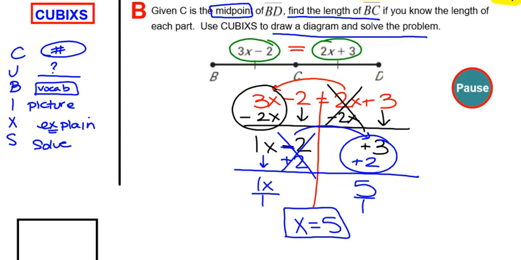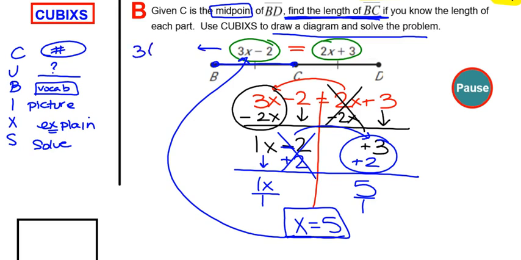The thing about CUBES is it asks us to go back and figure out if we have done the problem right. So go up here, and it actually says find the length of BC. X equals 5 is not that answer. So I need to take my 5 and plug it into the right part of the problem. And BC is on the left. So I'm going to take 3, and then I'm going to put in 5 right there in that x spot, minus 2. 3 times 5 is 15, take away 2. 15 take away 2 is 13. And there is my final answer.